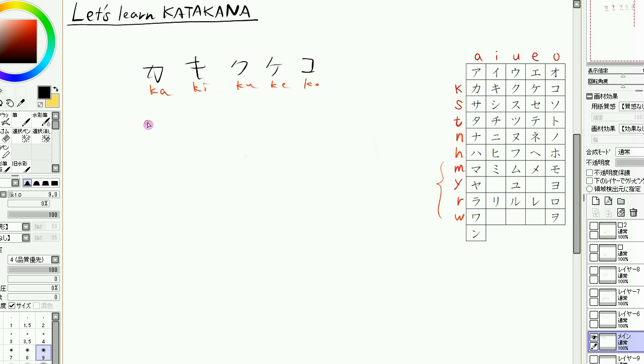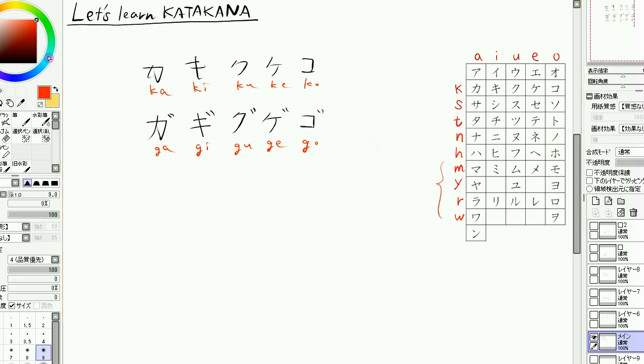And here's what it is. You write ka, and then you put two dots here. And the next one, you put two dots. You write ku, and you put two dots. Ke plus two dots. Ko plus two dots. And this is actually ga, gi, gu, ge, and go. Right. So if we simply add two dots, you can change the consonant from unvoiced to voiced sound.